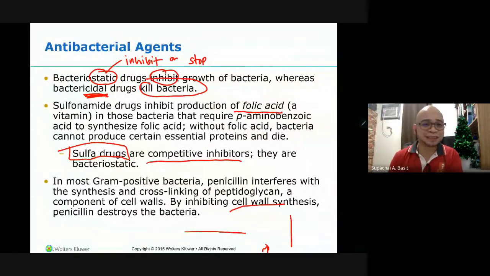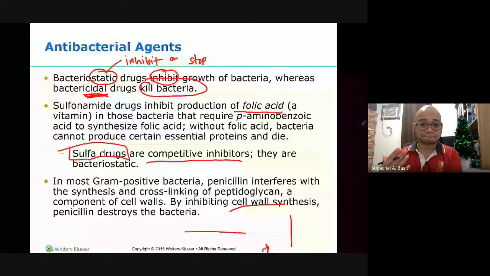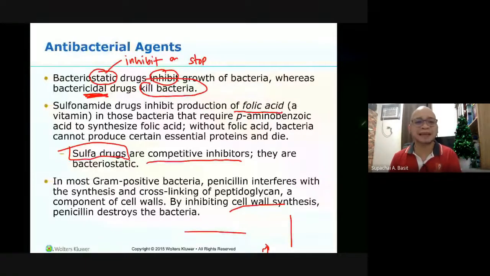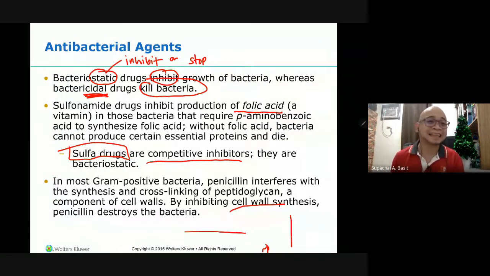if you take sulfa drugs such as sulfamethoxazole, bacteria will not be able to produce folic acid. Without folic acid, bacteria will not be able to produce certain proteins and eventually they will die. So you do not directly kill the bacteria. That's the mechanism of action of sulfa drugs.